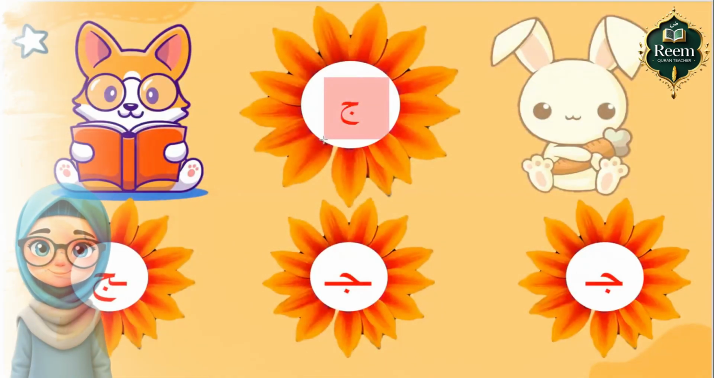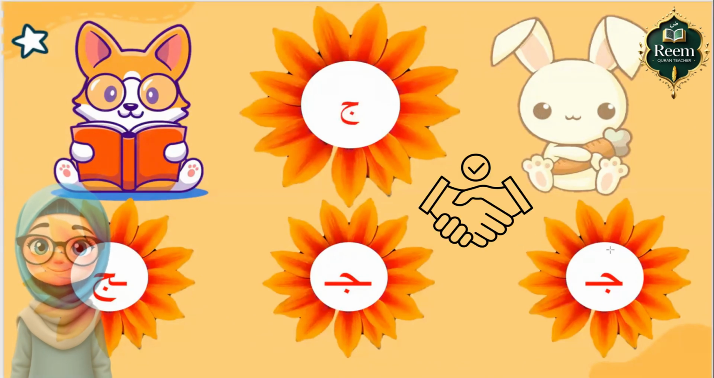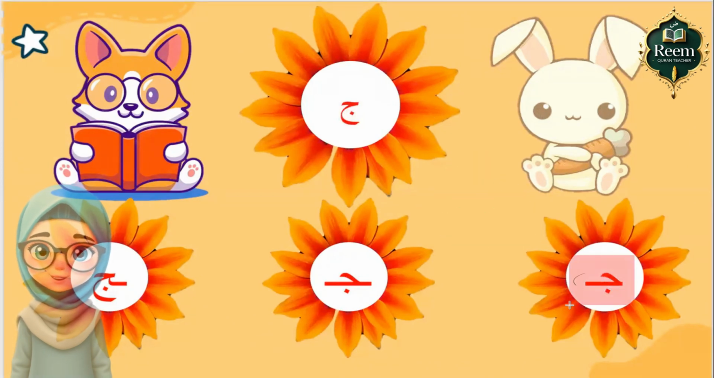Jeem. Jeem is a friendly letter. When it comes at the beginning of the word, it comes connected to the following letter, and the dot will be under it. When it comes in the middle of the word, the dot comes under it, and it extends two hands, one to the previous letter and one to the following letter. When it comes at the end of the word, it extends one hand to the previous letter.